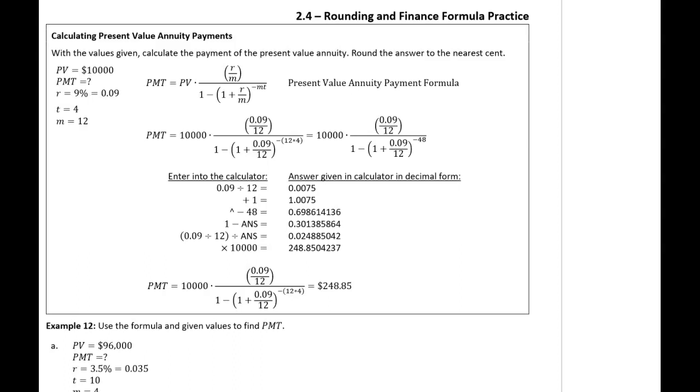Now our last version of our annuity is the payment version of the present value annuity. To me, this one seems like the more complicated because we're going to have to use that answer store and recall feature a few times. And again, it has to do with the order in which these operations need to take place.